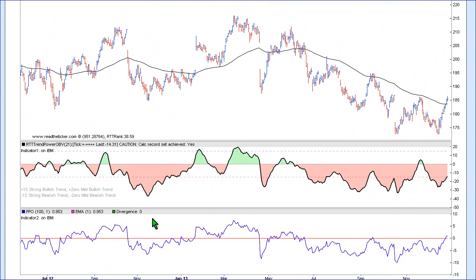What that basically means is, because I've eliminated the signal and the divergence part of the indicator, it's simply price moving around the 100 EMA shown in a horizontal format. Now, for some unknown reason, the 100 EMA is a good reconciliation to the RTT trend power. So when price is near or on the 100 EMA, that sort of is a mirror of the zero line on the RTT trend power.